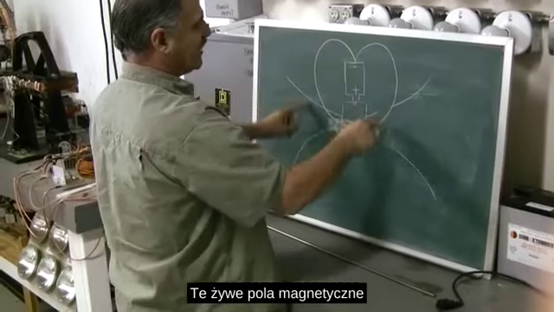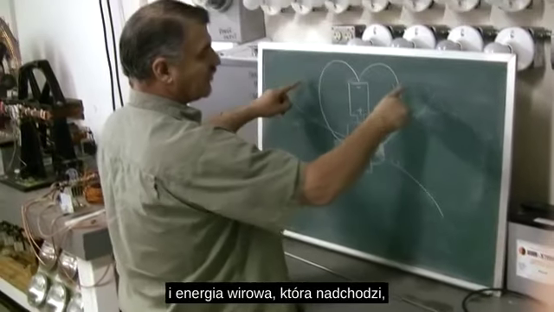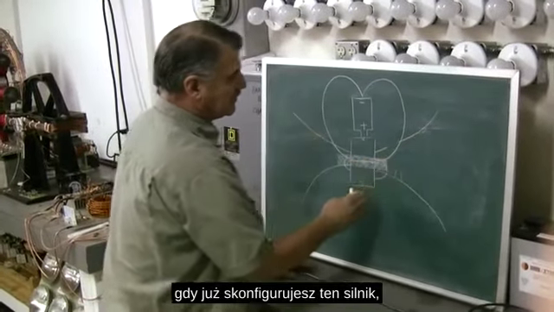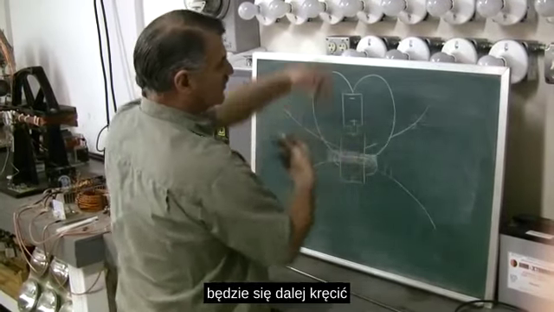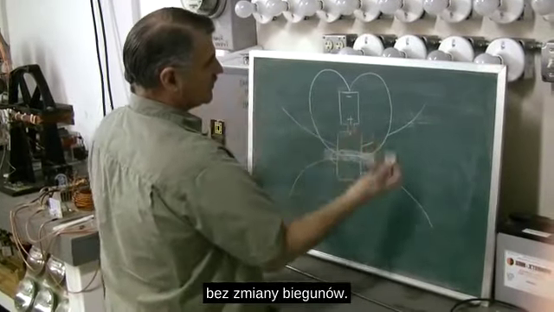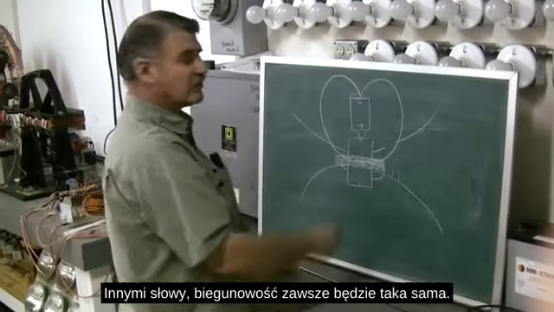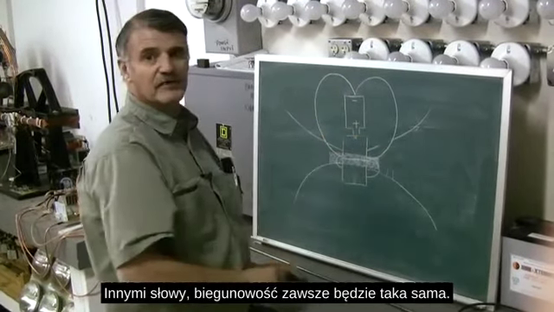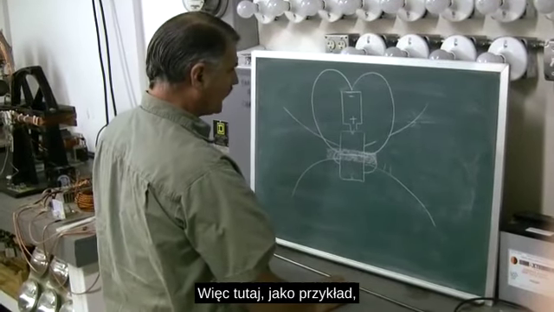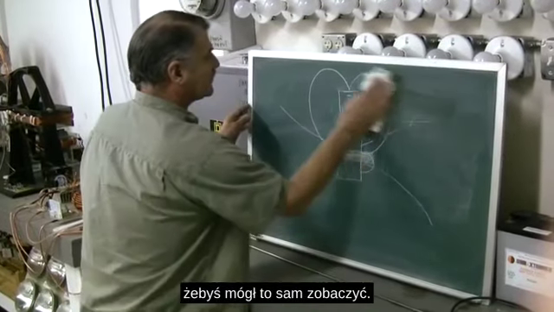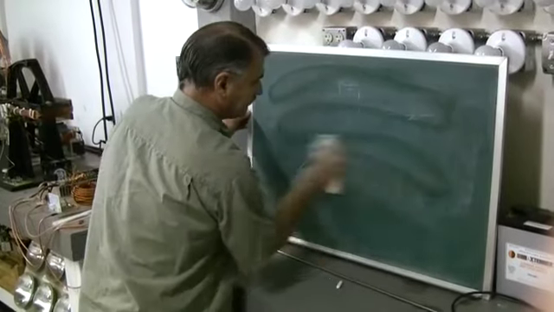These live magnetic fields and the vortex energy that's coming in, once you set this motor up, it will continue to spin without switching poles at all. In other words, the polarity would always be the same. So here, as an example now, I'm going to run one of these for you so you can look at it for yourself.